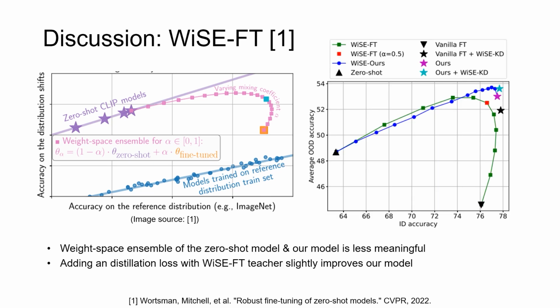Nonetheless, as shown by the blue curve on the right, applying WISE-FT on our fine-tuned model seems less meaningful. This possibly suggests that our model is significantly different from a vanilla fine-tuned model in terms of the loss landscape. Besides, we consider WISE-KD, which takes the WISE-FT model as a teacher to further constrain the fine-tuning. This can bring slight improvement to our method.